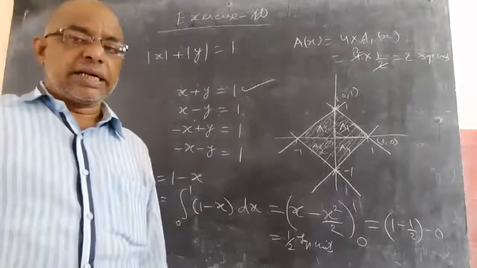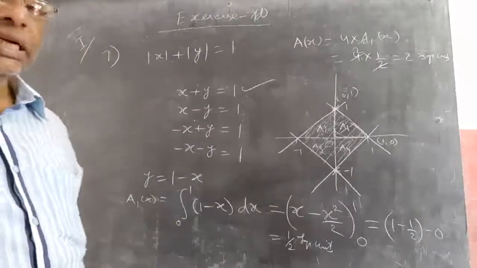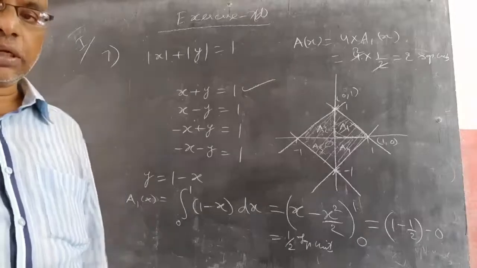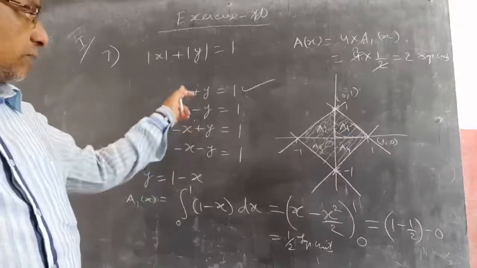Like this you can draw, and you can find the area of this quadrilateral formed by the 4 lines.